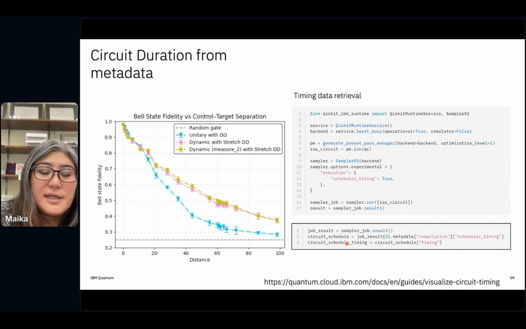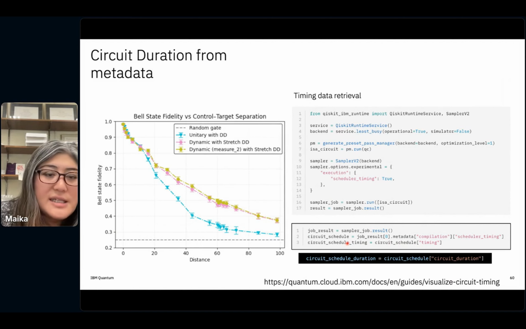And in the documentation, I was looking at it yesterday and I didn't notice, but this was not part of the documentation, but there is something called circuit duration. So this is also very useful. This just tells you for each circuit how long the circuit is from the very beginning of the initialization step to the very end of the measurement step. So I'm going to use this circuit duration to plot out how different these circuits look along the distance.